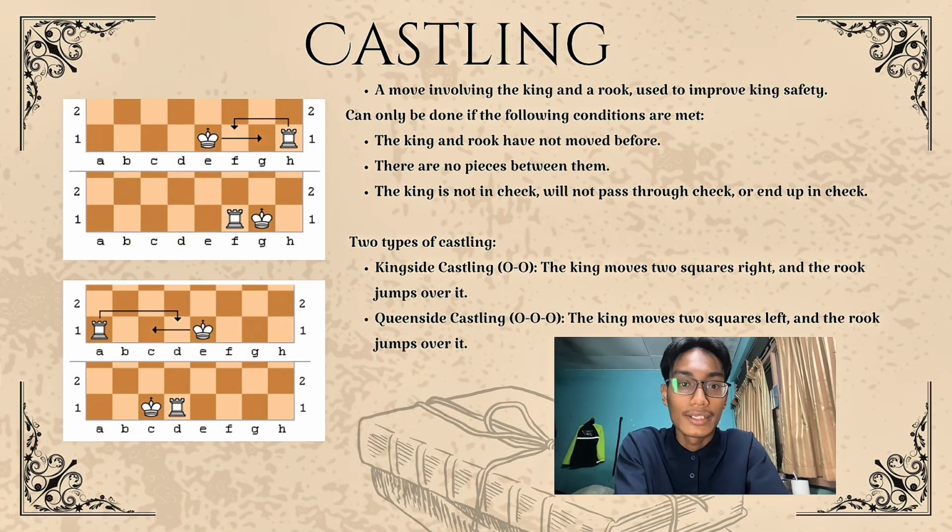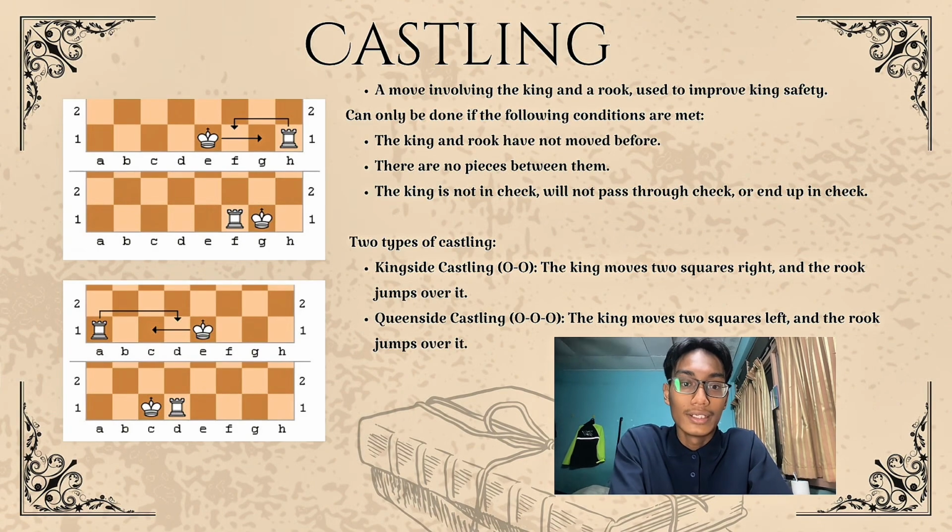So next is castling. Castling is a move involving the king and a rook, used to improve king safety. It can only be done if the following conditions are met. First, the king and rook have not moved before. There are no pieces between them. Then, the king is not in check, will not pass through check, or end up in check.